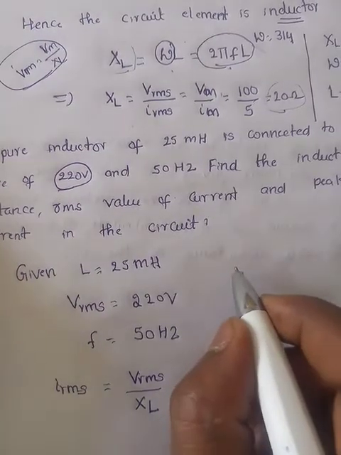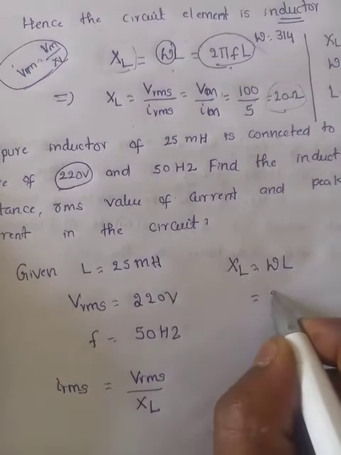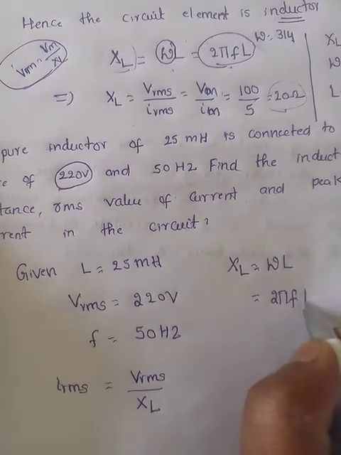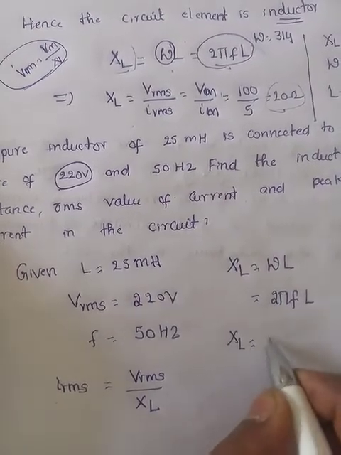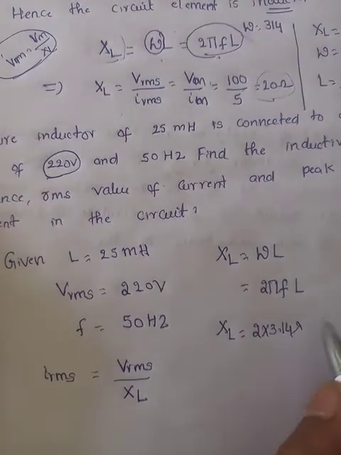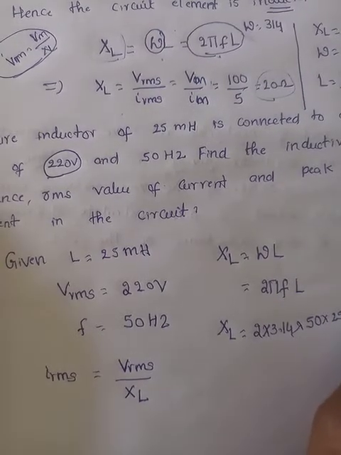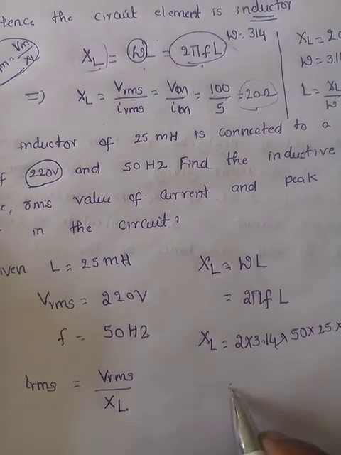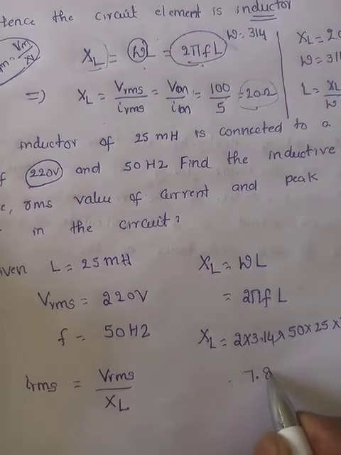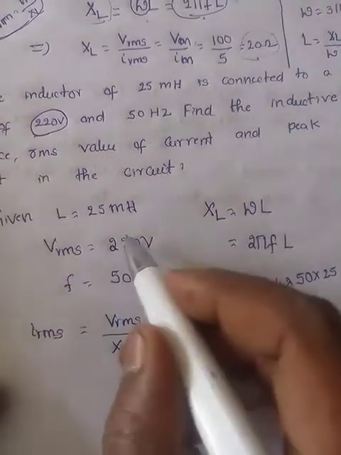So from this inductive reactance, XL is equal to what? Omega into L, that is 2 pi FL. So XL is equal to 2 into 3.14 into F, frequency is 50, into 25 millihenry. If you calculate this value, we get the answer as 7.855 ohms. So we got XL and we know Vrms.